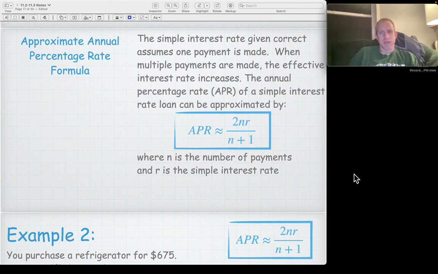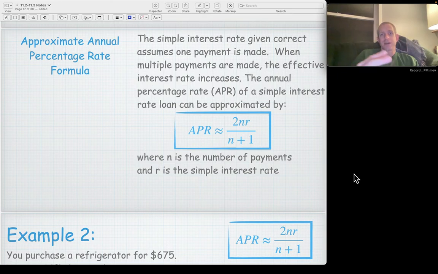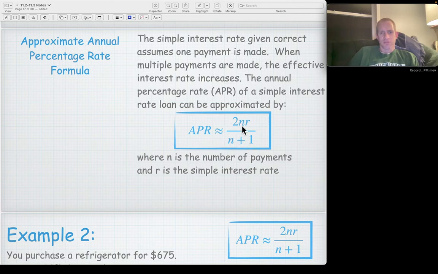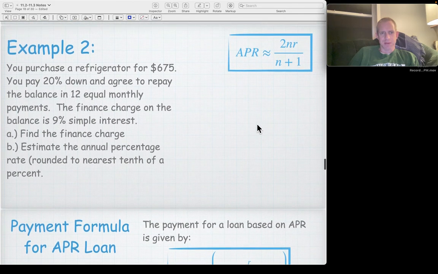When multiple payments are made, it kind of boosts the effective interest rate a little bit. And so this formula allows you to calculate what the effective annual percentage rate is. Sometimes this is called the APY, the annual percentage yield as well. So anyway, the formula depends on how many payments you decide to make and what your interest rate is. So here's a quick example of that.